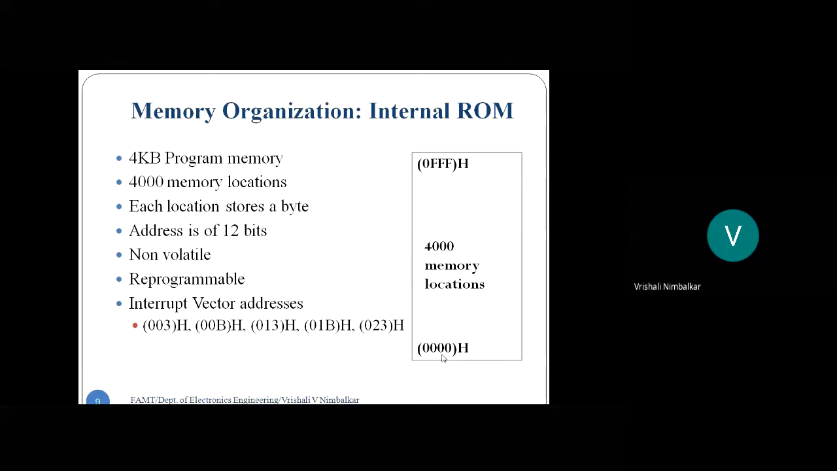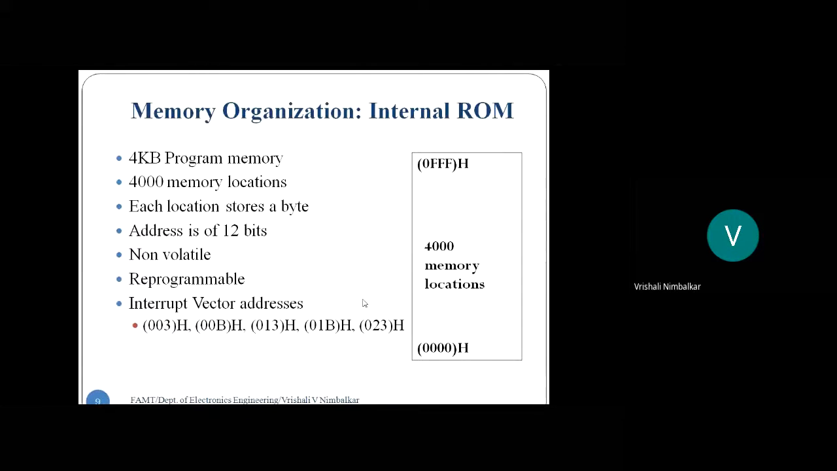Now the initial memory locations are reserved for interrupts. So the initial memory location 00 is the vector address of reset, 03 is the vector address of interrupt 0, 0B timer 0, 13 hex interrupt 1, 1B timer 1, and 23 hex is the address of serial communication. So these are the vector addresses of the 5 interrupts. What does that mean? These are the locations where we will be writing interrupt programs.